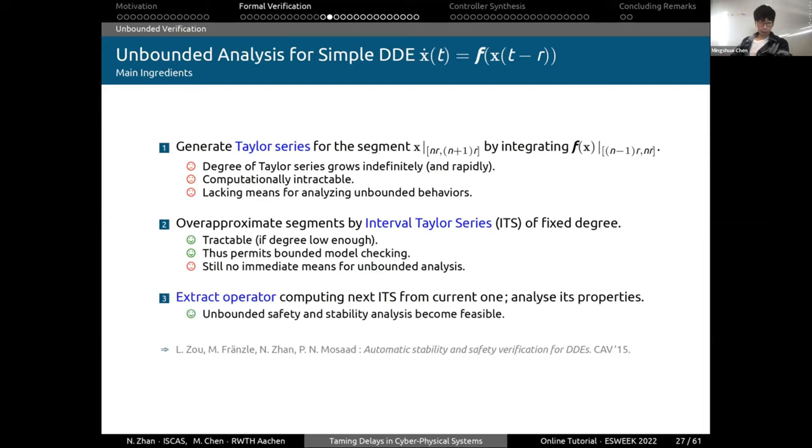And in our approach, we will show how we can mitigate the problem further to extract a discrete time linear operator that helps us compute the interval Taylor series from the previous one. And we can use this operator to analyze its properties such as stability or safety. And now the unbounded verification problem actually becomes feasible.